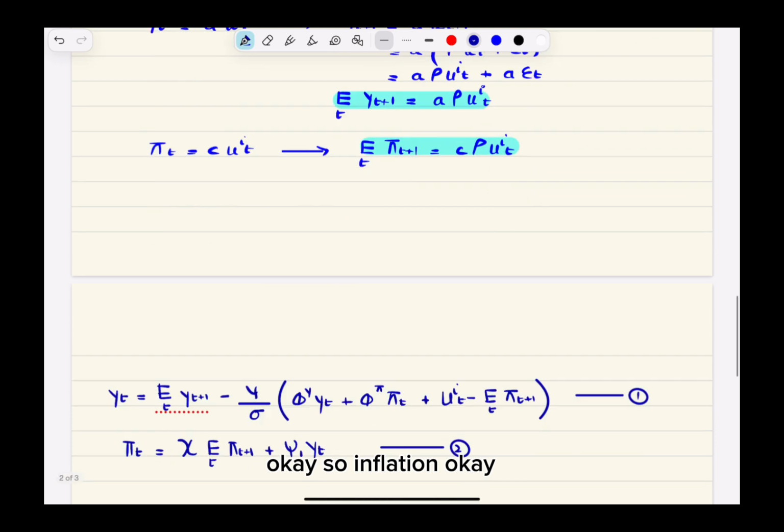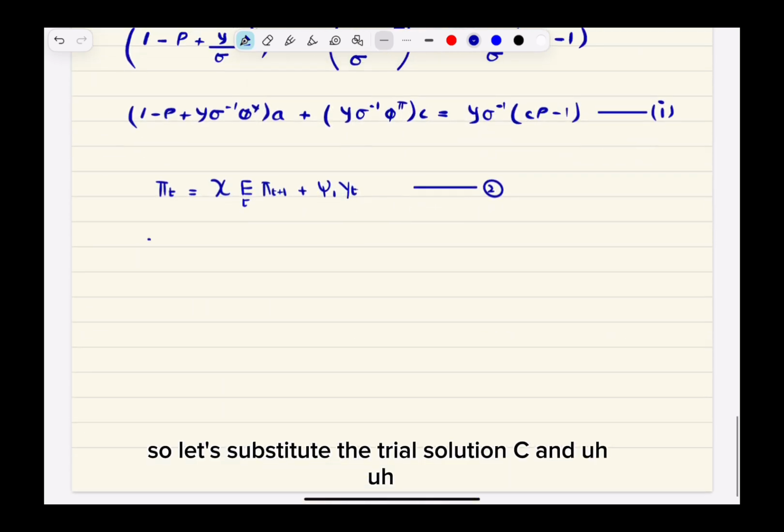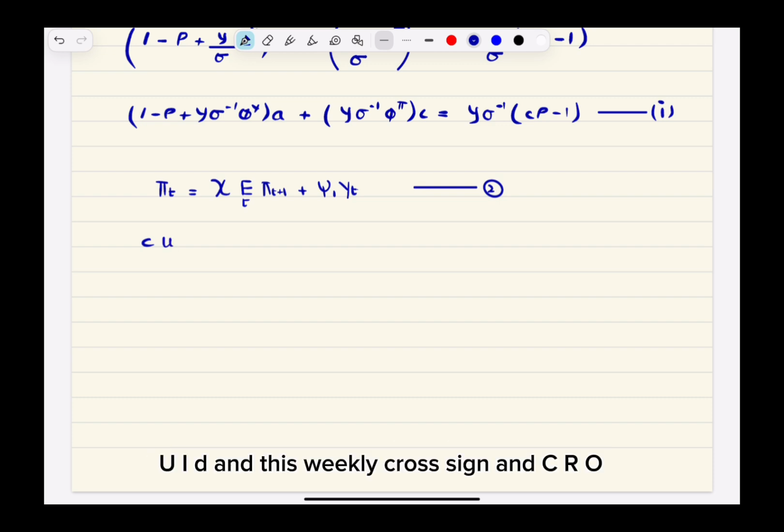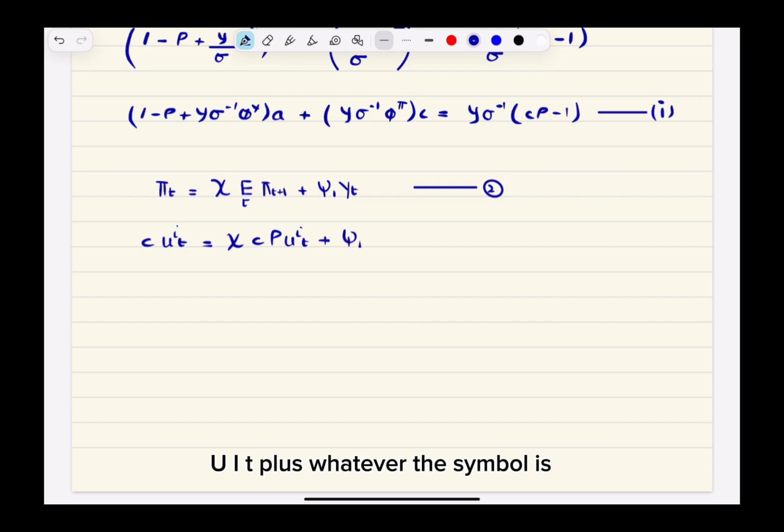Okay, so inflation. Okay, let's substitute the trial solution c u_t, and this wiggly cross sign, and c rho u_t plus whatever the symbol is.